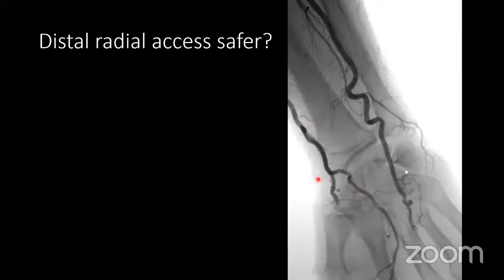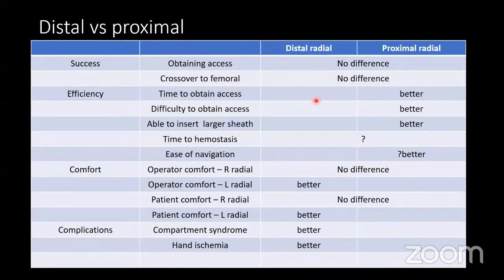And why it is safer is because you can see here that this is the distal radial artery, and you can see branches coming off proximally, so that if we are going to damage this artery, there is another way the perfusion of the hand is maintained, so the distal approach is safer than the proximal approach. So there are so many differences.